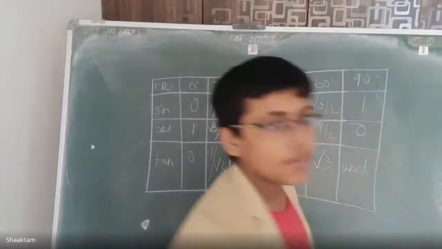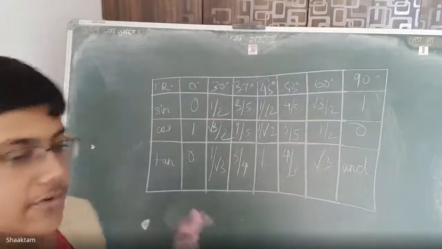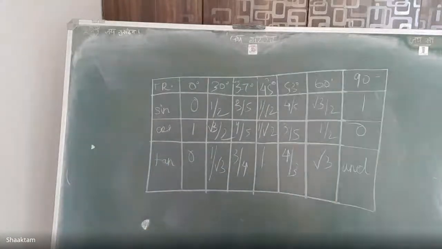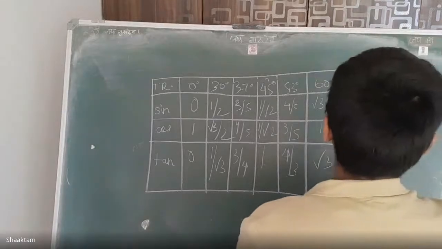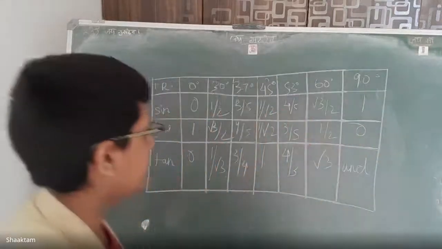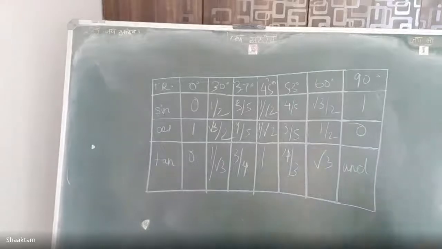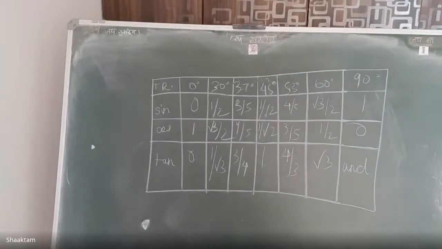Because it's 1 by 0, and 1 by 0 is undefined. Just don't argue over that and say no, it's 0, or no, it's infinity. Just leave it as undefined. So note down this table, and it's very important to instill this in your memory. I'm giving you 2 minutes.